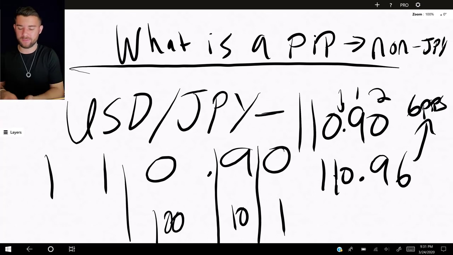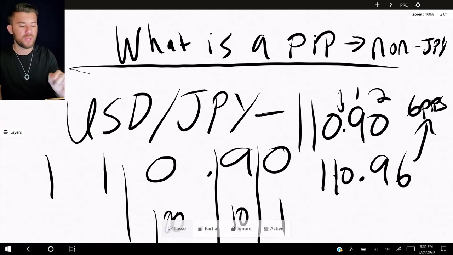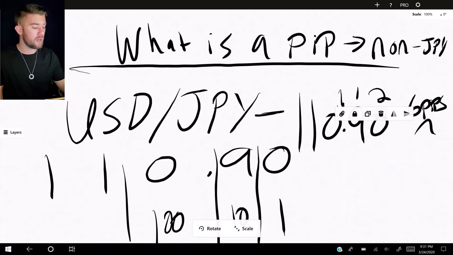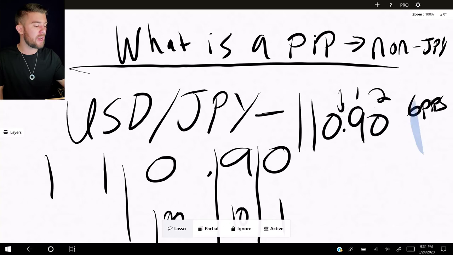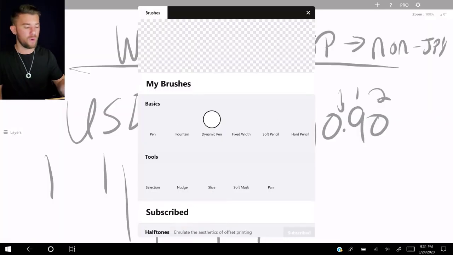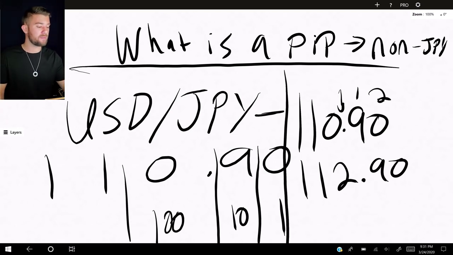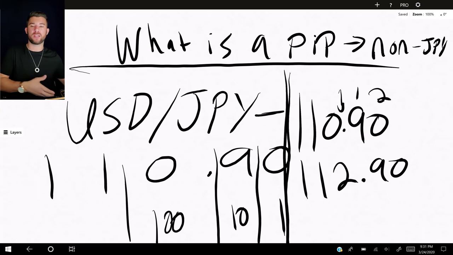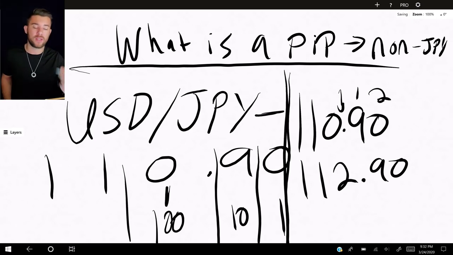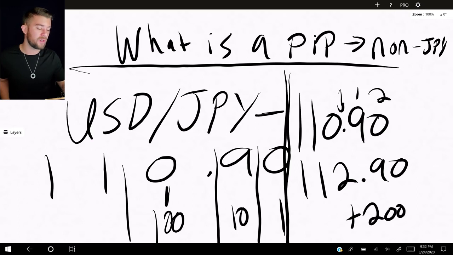Let me turn this on silent. Sorry, guys. Okay, so now let's go over a couple of other examples. So instead of us rising by 6 pips, I want you to tell me how much we are rising in this case. Let's go with 112.90. If the price of the dollar yen goes from 110.90 to 112.90, then how much has that value risen? How much has the price gone up? This, my friends, would be 200 pips, because this column that was 0 is the hundreds column. So this would be a plus 200 on the dollar yen.